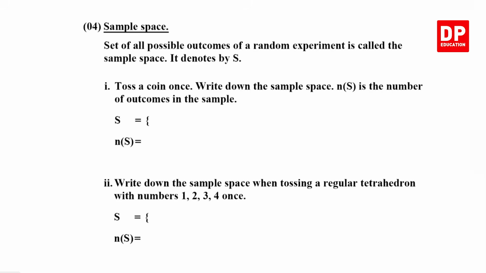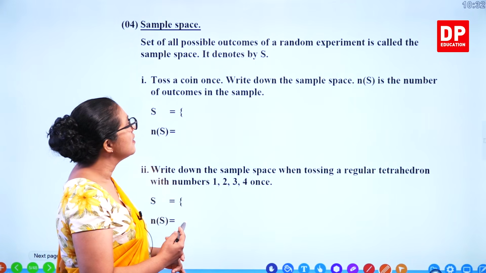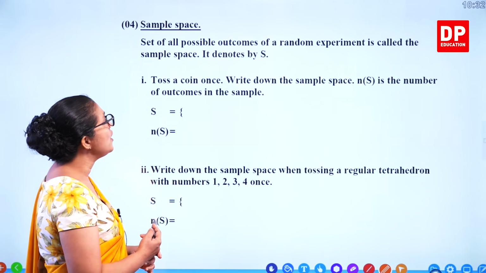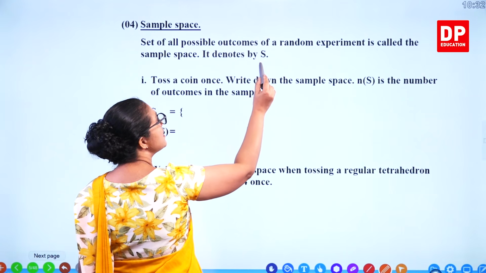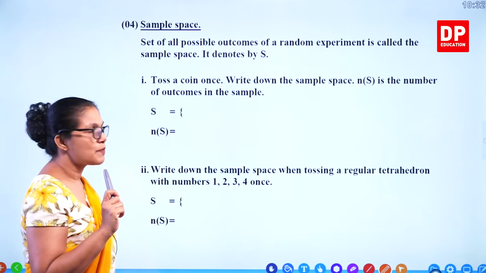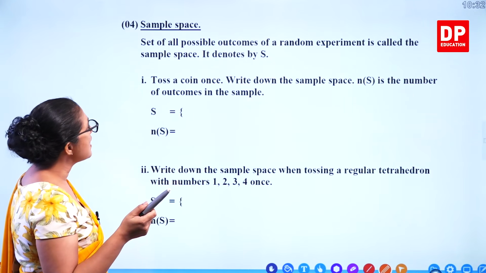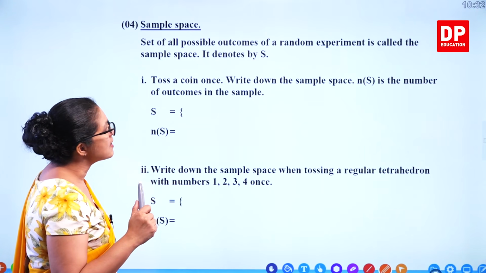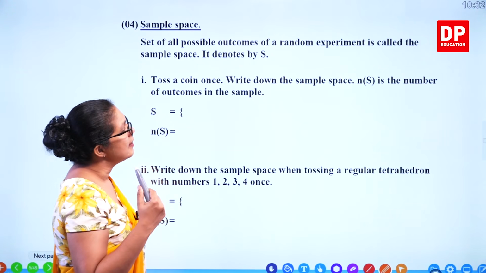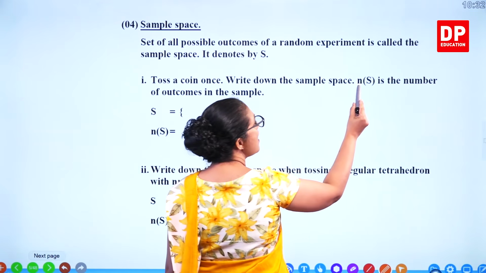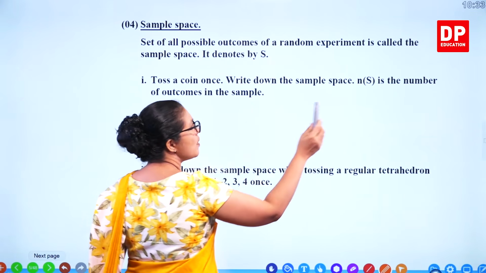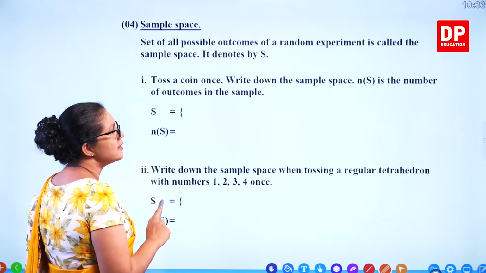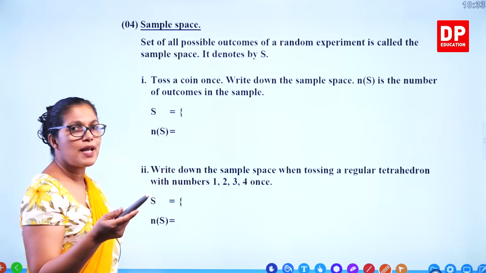So what is sample space? The set of all possible outcomes of a random experiment is called the sample space, and we use the capital letter S for sample space. Now think about this example. Toss a coin once and write down the sample space. And what is this one? In brackets S, we call it the number of outcomes in the sample space. So we can count and see how many outcomes there are.